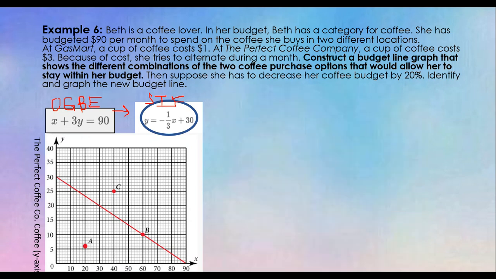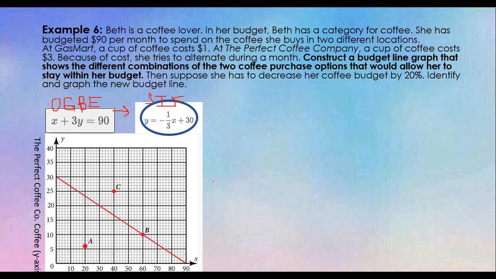So we graph it, right? We have Gas Mart Coffee on one axis. We have Perfect Coffee Co. on the y-axis. And then negative 1/3 x plus 30, we would mark our y-intercept at 30. Boom. And then you go down 1/3 to scale, and we end up getting this line right here.